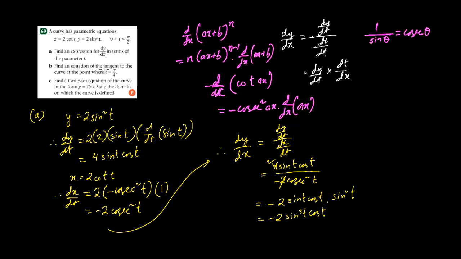Now we have to find the equation of the tangent to the curve at the point t equals pi by 4. Whenever we have to find the equation, we have to remember the rule from C1.